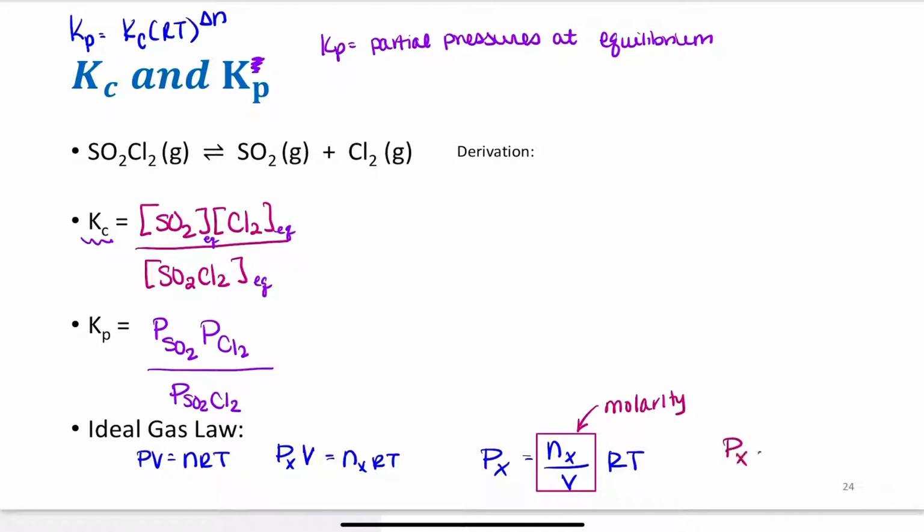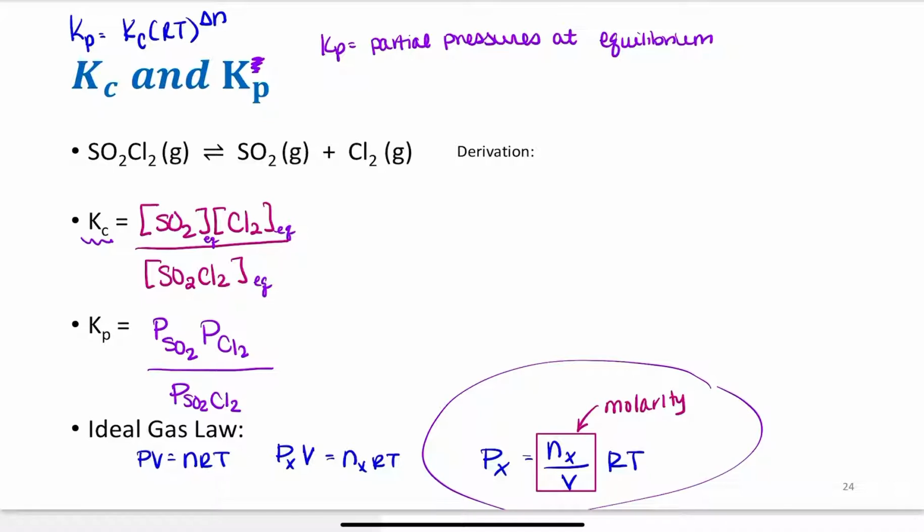So we can say P of X equals the concentration of X times RT. And hopefully this also looks familiar because this is very similar to your osmotic pressure equation if i was equal to 1. So we're going to take advantage of this and substitute that into our equation. We know that the pressure of X is equal to the concentration of X times RT, the gas constant times the temperature of the system at that point.